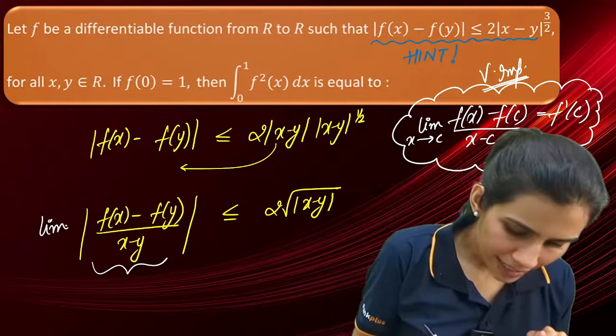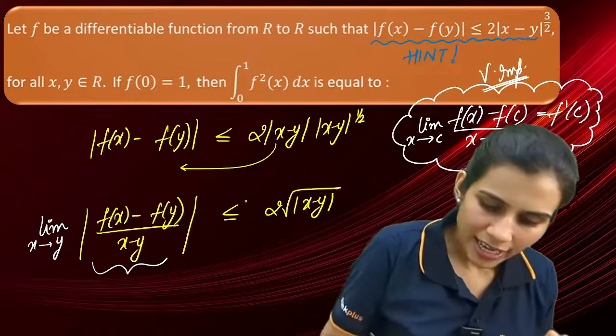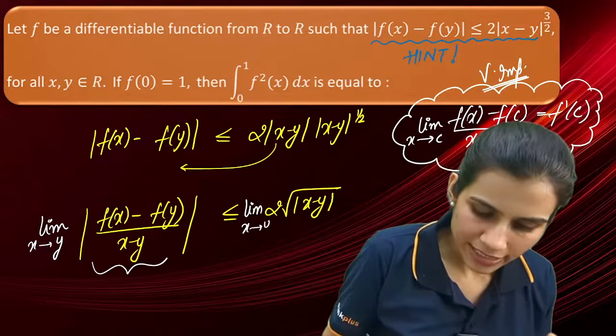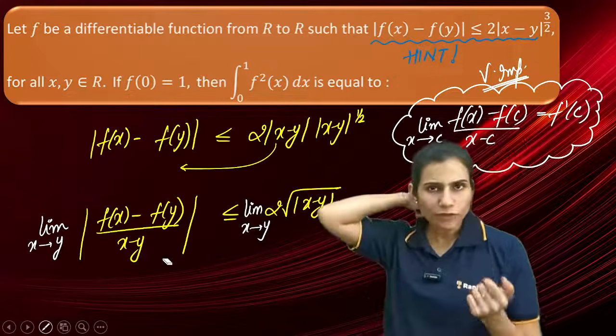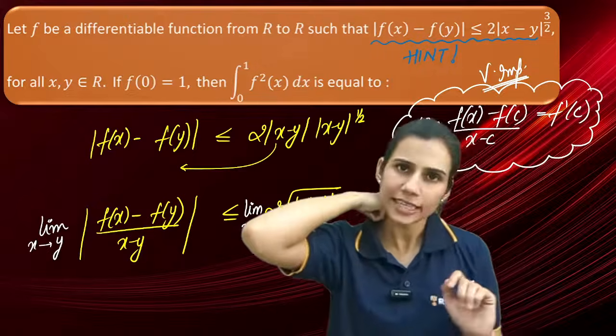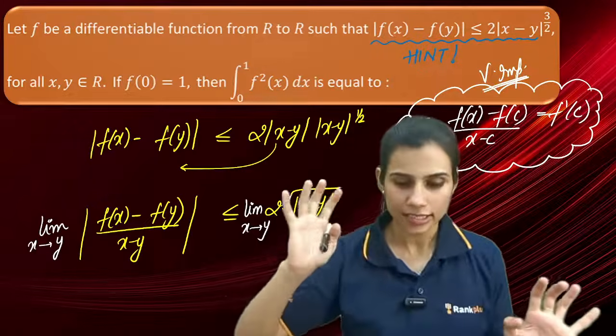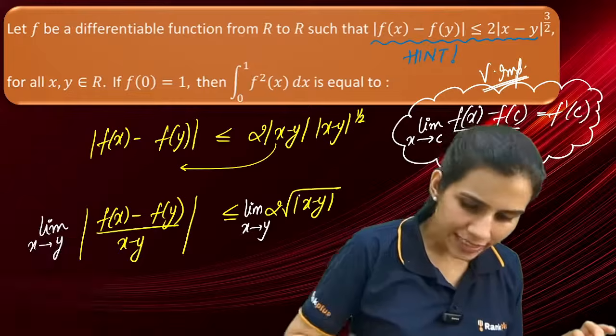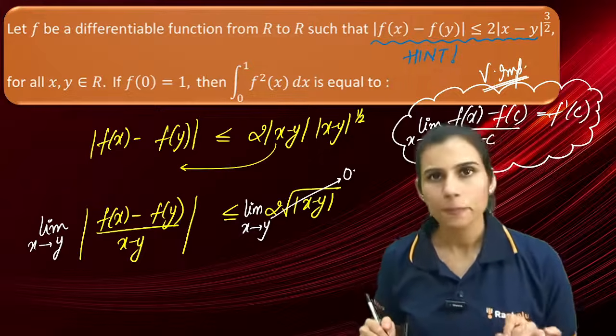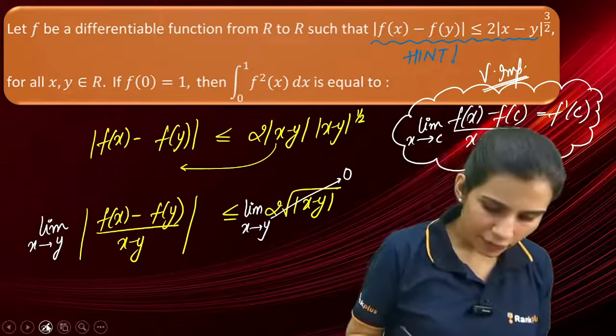So just apply limit x tends to y, and here also apply limit x tends to y. In place of y, there is c. That's it. In place of y, there is c. So with limit x tends to y, your right hand side will eventually become 0. But your left hand side will become what?